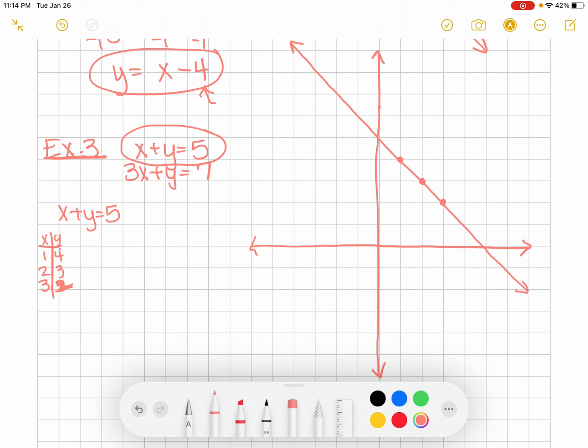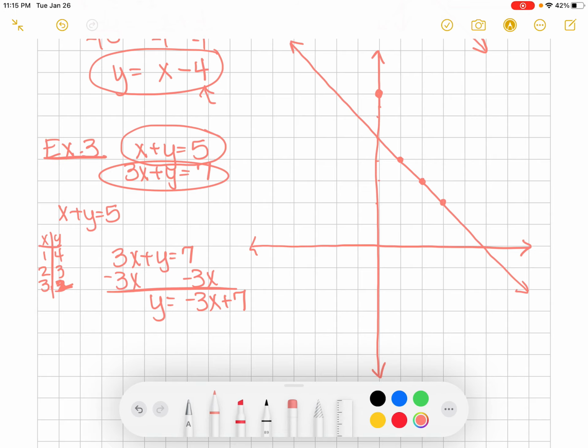Okay, and then my second one, 3x plus y equals 7. That one's a little bit harder to do a t-chart for. So I'm going to go ahead and change it to slope-intercept form, because I think that would be much easier to graph. Okay, so I get y equals negative 3x plus 7. So my y-intercept is 7. So I need to go 1, 2, 3, 4, 5, 6, 7. There's my first point.